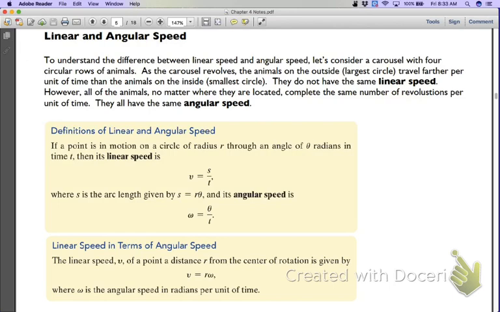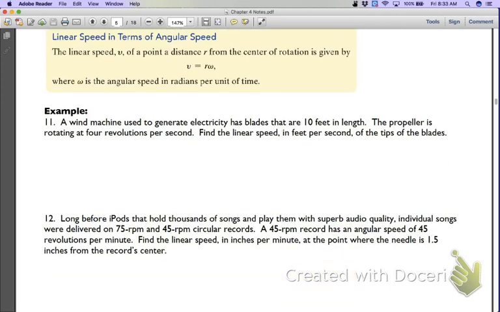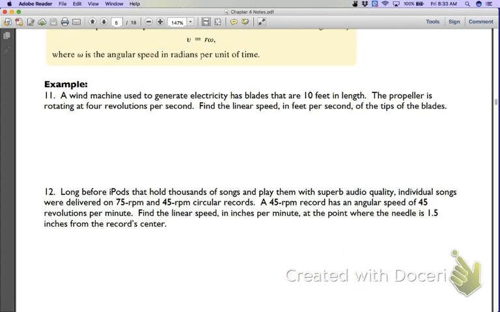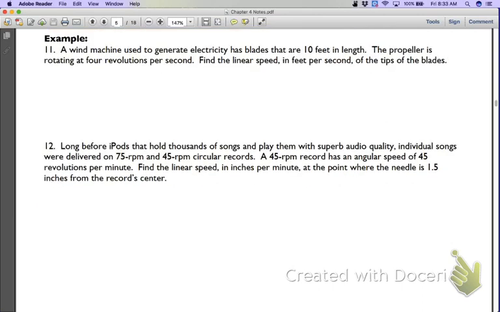So, like it says, a wind machine used to generate electricity has blades that are 10 feet in length. The propeller is rotating at 4 revolutions per second. Find the linear speed in feet per second of the tips of the blade. So the propeller's one thing, and then the tips of the blade are going to be a little bit different.